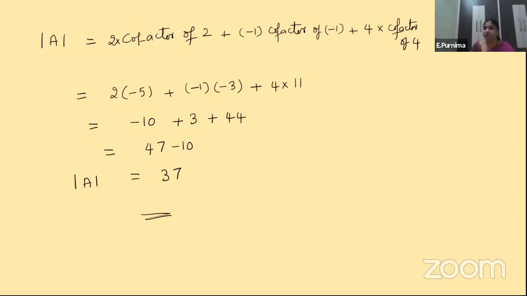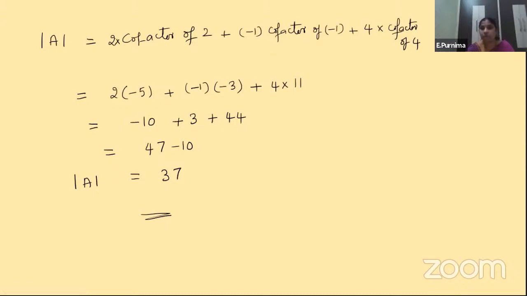Is it clear, children? So this is the way we find the determinant of the matrix. Here is one point I want to tell you, children. Whenever you are trying to find the determinant, we can use any row or any column. Here I am using the first row, which means the sum of the products of the first row elements with their corresponding cofactors. Similarly, we can do it with any row or any column, children.